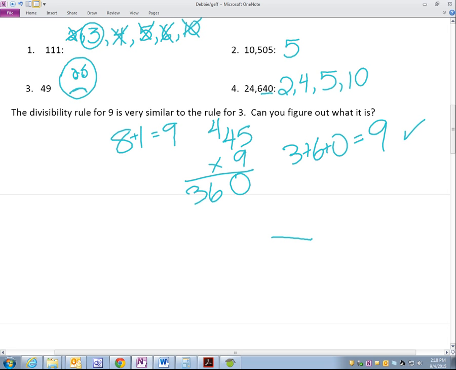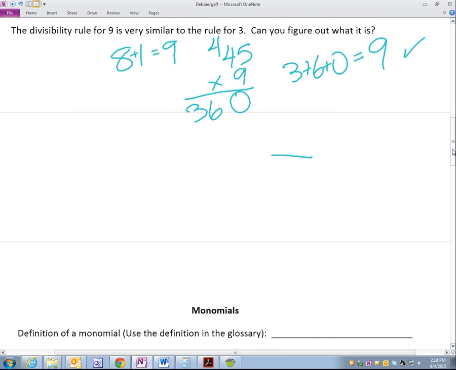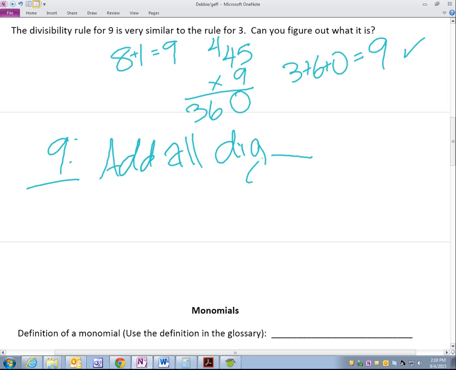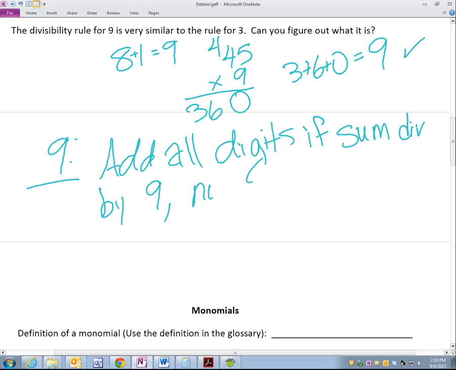It does work. So we can write the divisibility rule for 9. Add all digits. If sum is divisible by 9, number is divisible by 9.